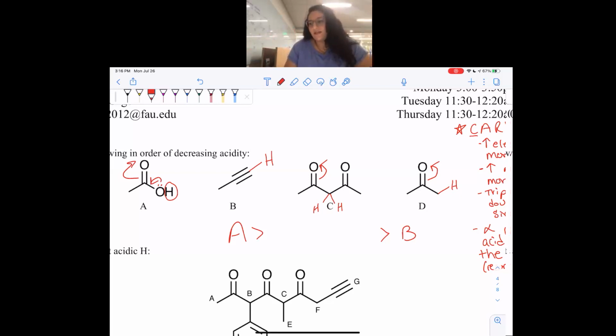So now we're pretty much just figuring out what the order of the two middle ones is. Before I explain it, does anyone want to guess which one's more acidic, C or D?